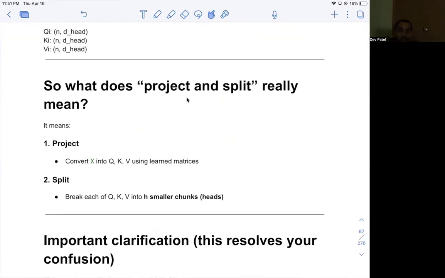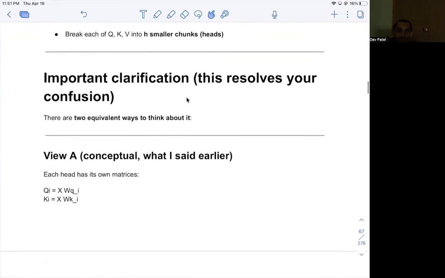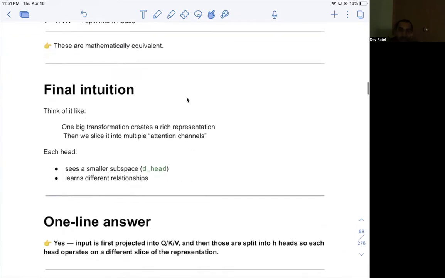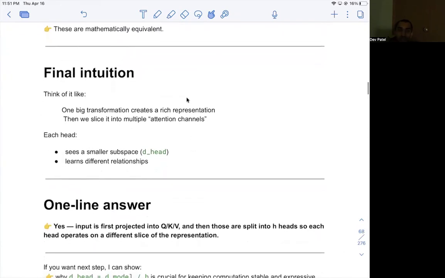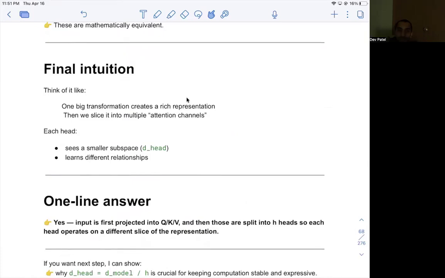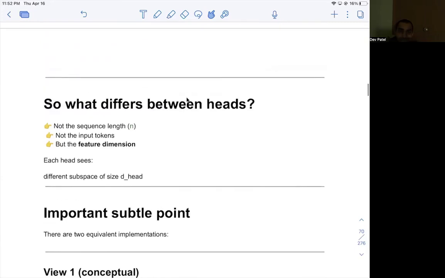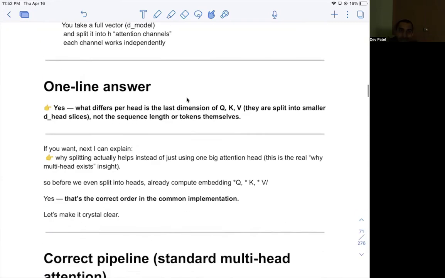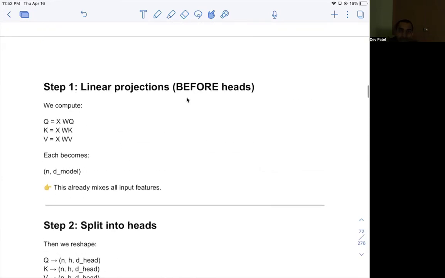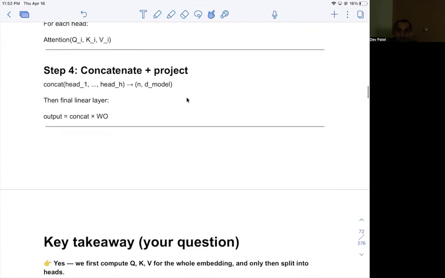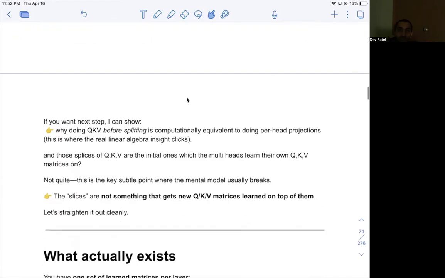Right? We break each of the Q, K, V into H smaller chunks, split into H heads. So they see a smaller subspace and learn a different relationship. Linear projection, split into heads. Each head does attention independently, then we concatenate and then project.